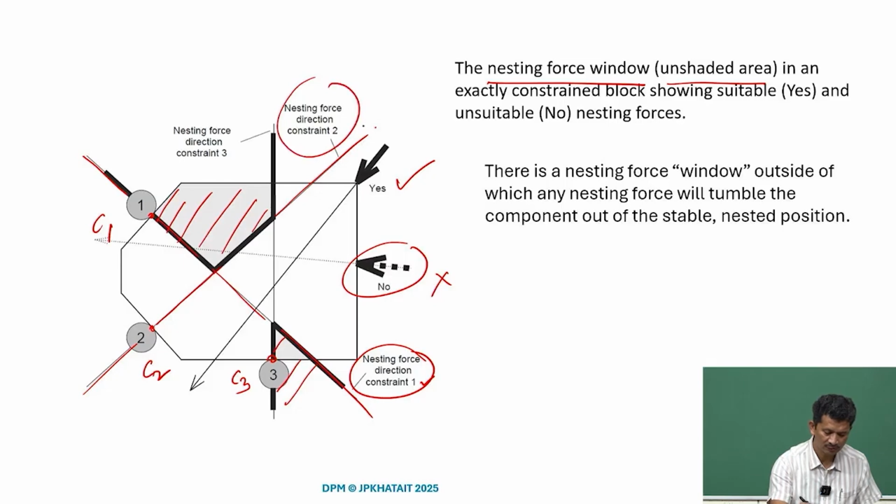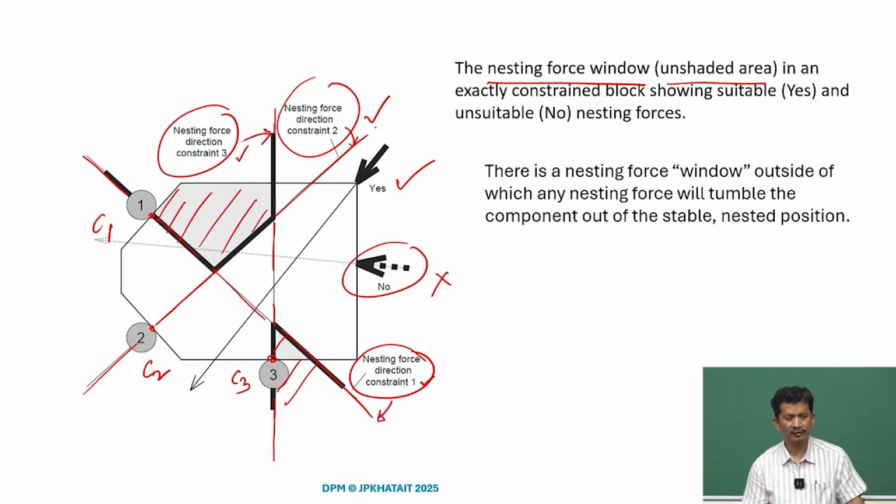This is because of the contact C2. So, these are the constraint directions. Similarly, if we pass through point C3, this is because of the contact C3. So, these are the constraint directions.